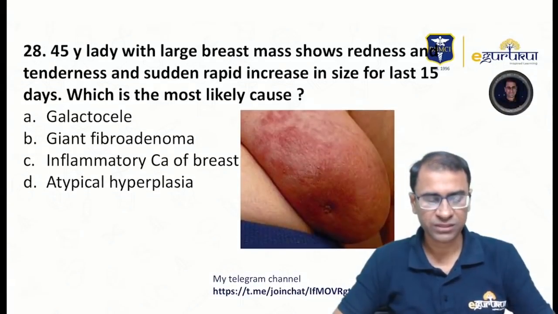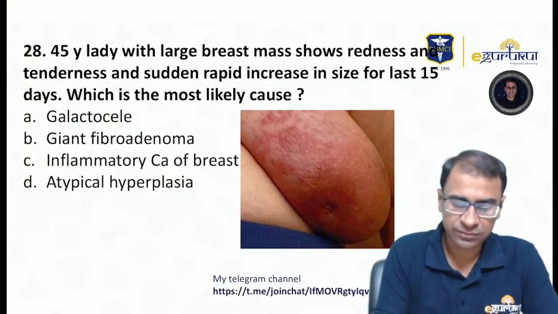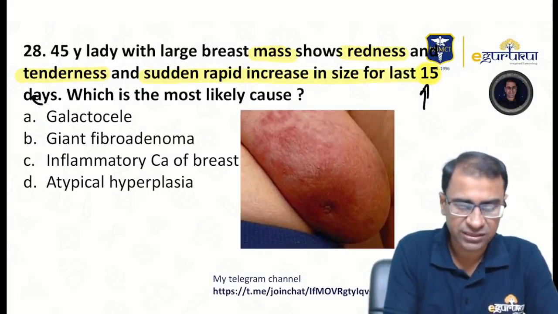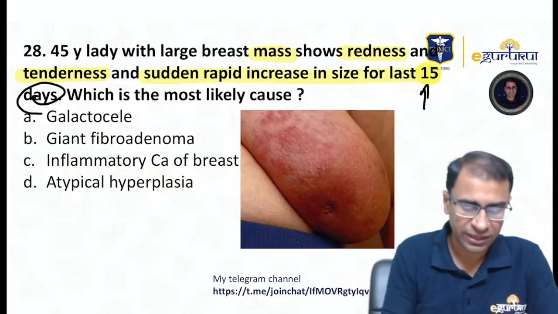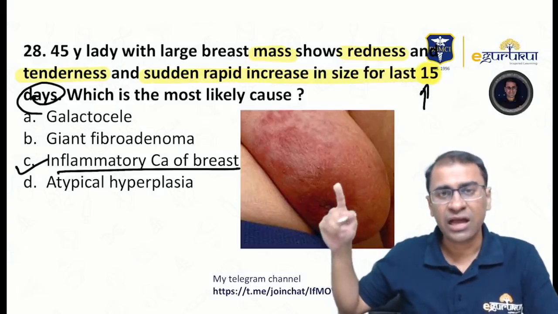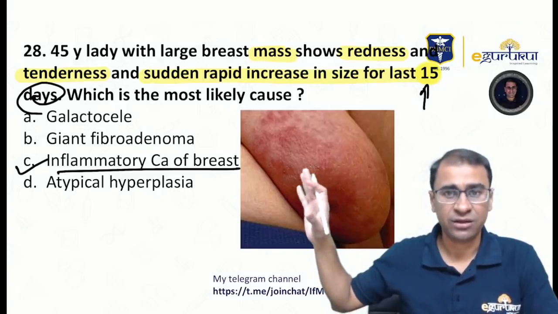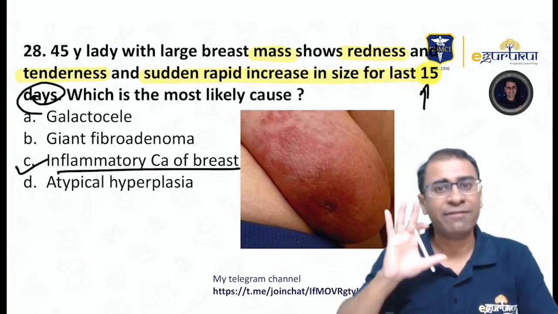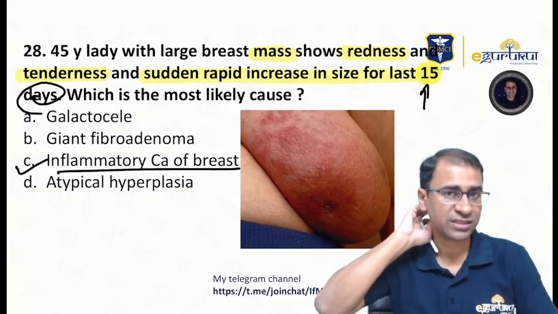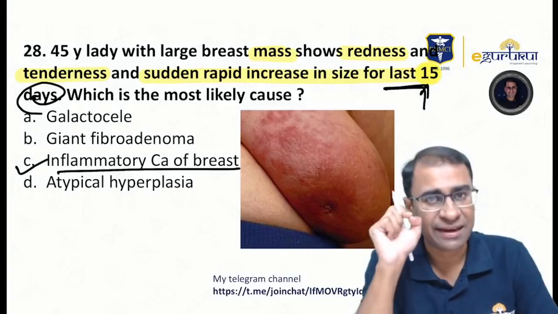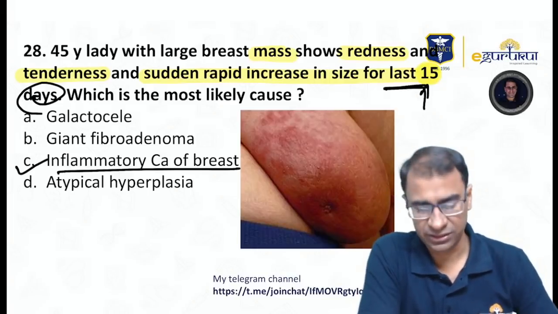Okay. See, a 45-year-old lady with a large breast mass shows redness, tenderness, and a sudden rapid increase over the last 15 days. Look at this acute history, guys. Such an acute history can be seen only and only in inflammatory carcinoma of the breast. Remember, galactocele will not show you redness and will definitely not show tenderness for the last 15 days. Giant fibroadenoma is a benign tumor and will definitely not show an increase in size for the last 15 days. Duct hyperplasia, the same thing. This last 15 days is definitely telling you that it is an inflammatory carcinoma of the breast.